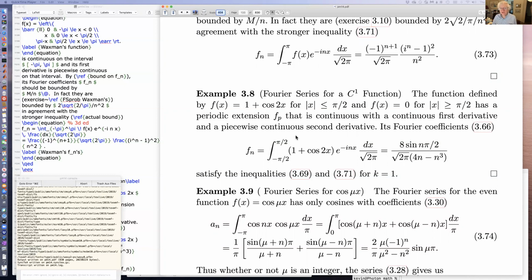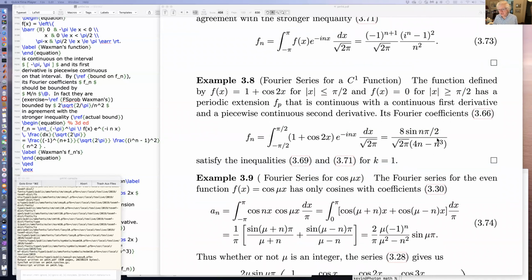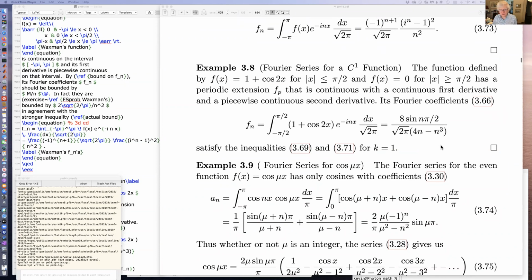Anyway, the actual values of these coefficients done carefully is this, and we see indeed that it's a C1 function, but we've got convergence like 1 over n cubed.